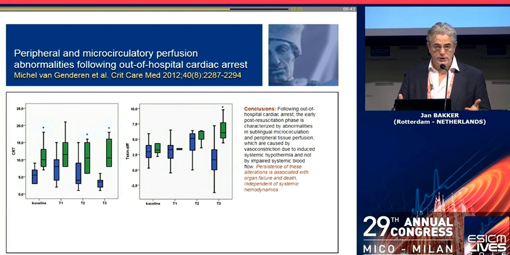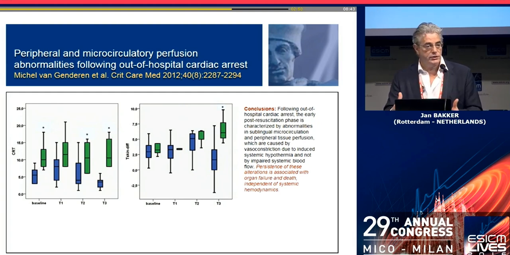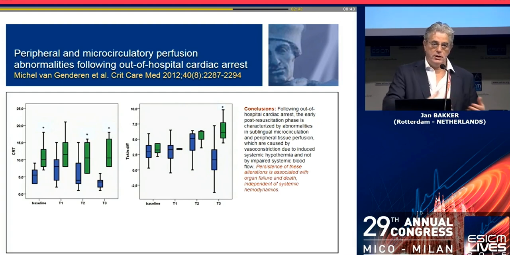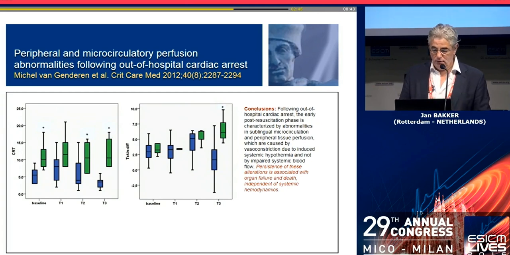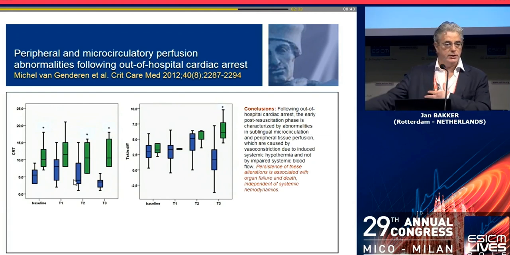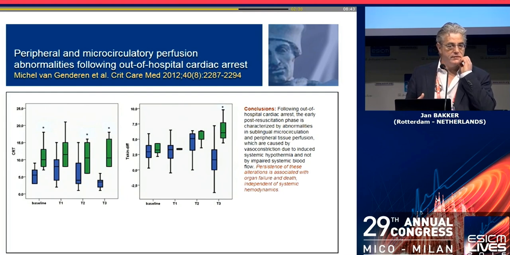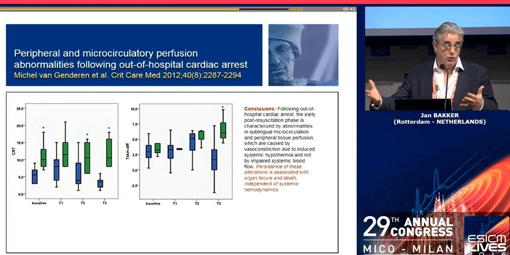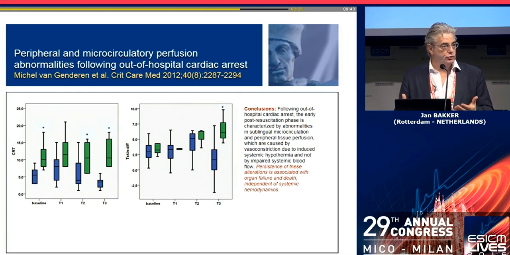And cooling down the patient will induce vasoconstriction in the skin. And so even if you induce vasoconstriction, there is still a difference between survivors and ultimate non-survivors. This is where we cool patients, post-cardiac arrest, of course. So this is the study that Michel van Genderen did in post-cardiac arrest. And even during the phase of cooling down, there was a significant difference between patients that ultimately died and patients that survived, where they had both, of course, abnormal peripheral perfusion due to the hypothermia.